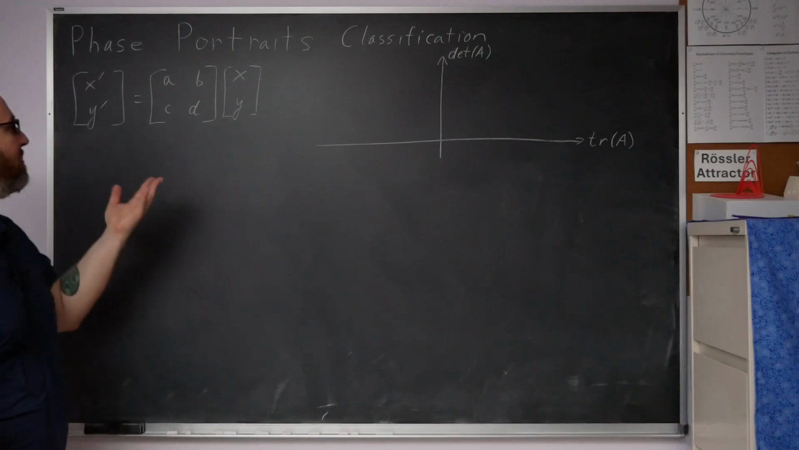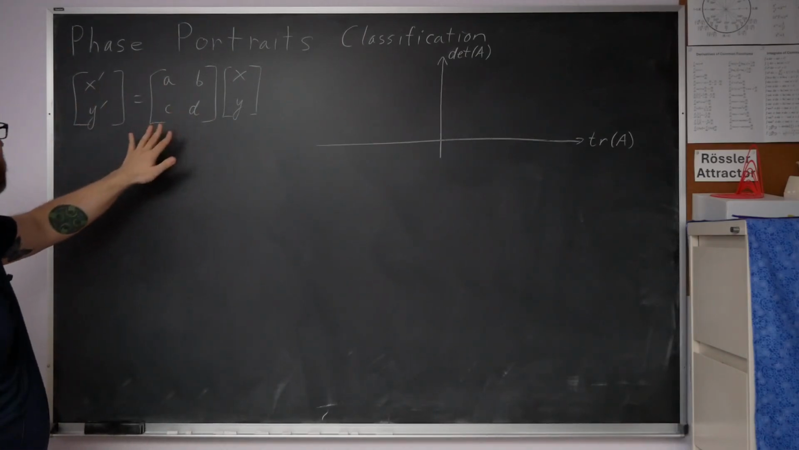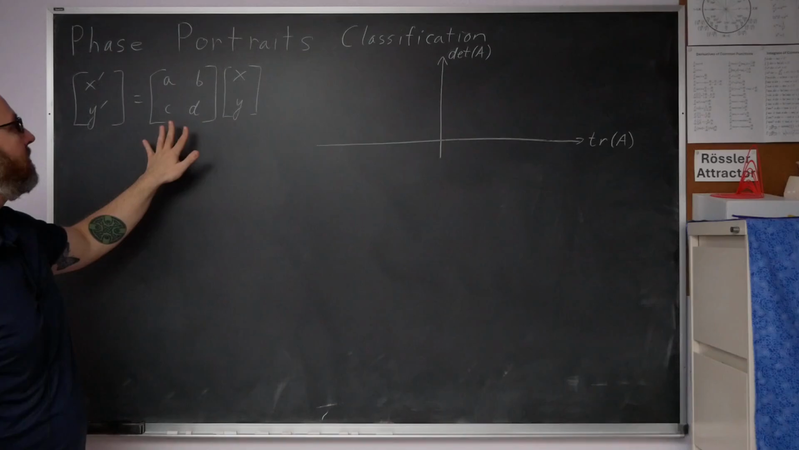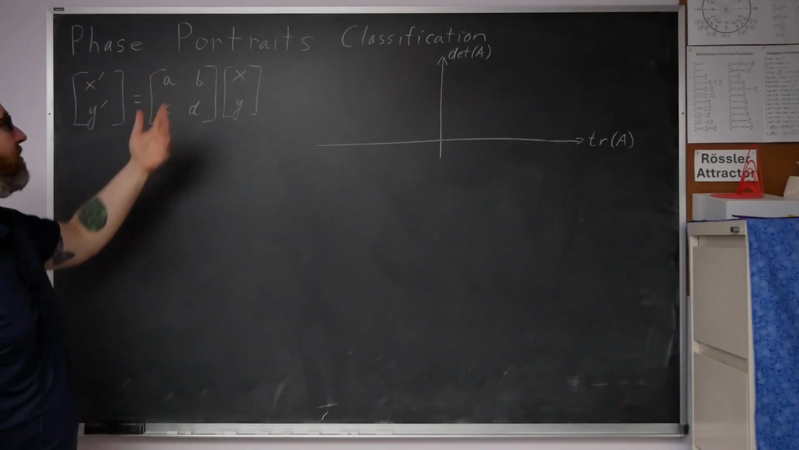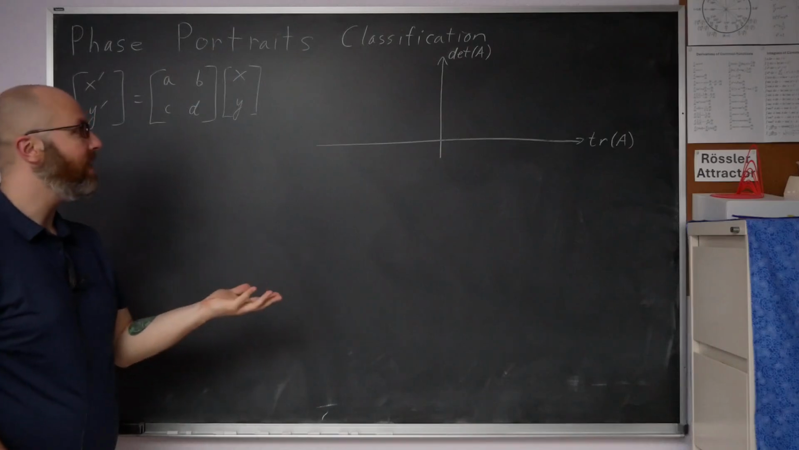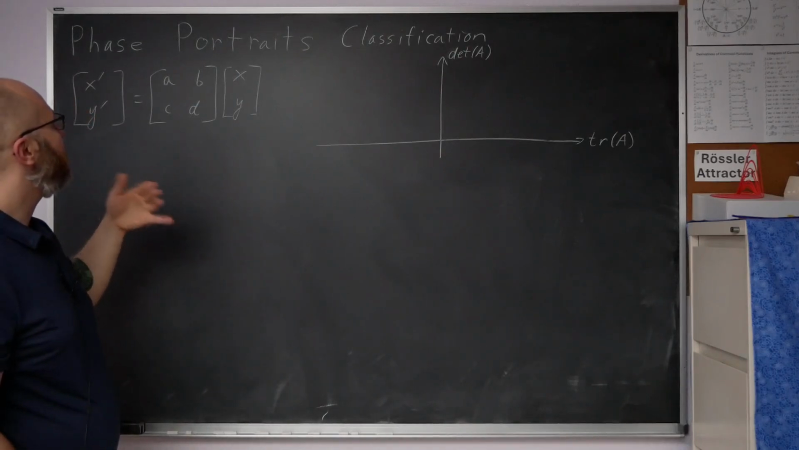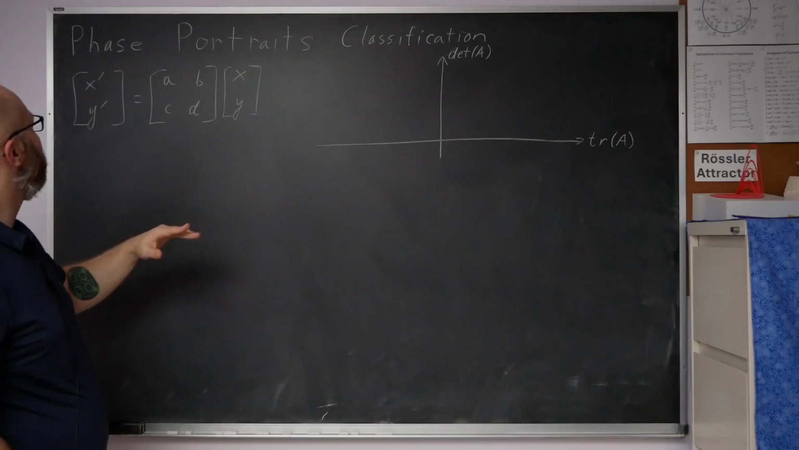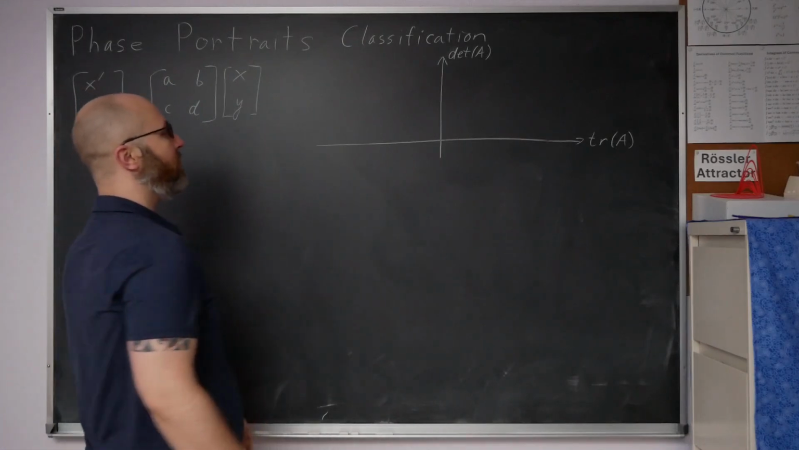So when you're solving a system of ODEs like this, where A, B, C, D are all constants, you end up with different phase portraits. There are only so many different types of phase portraits you can get. It would be really nice to be able to classify them, make a nice plot of it. And so that's what this is going to be about.